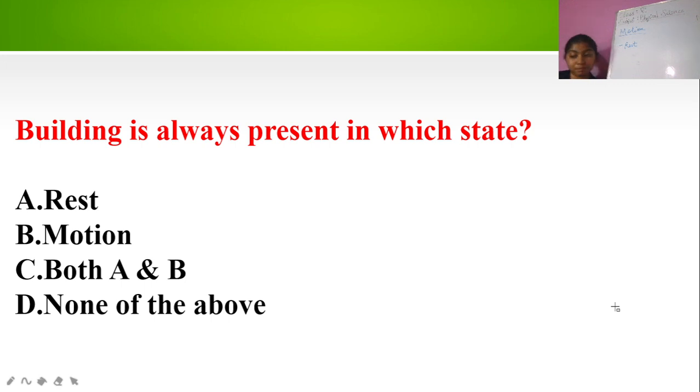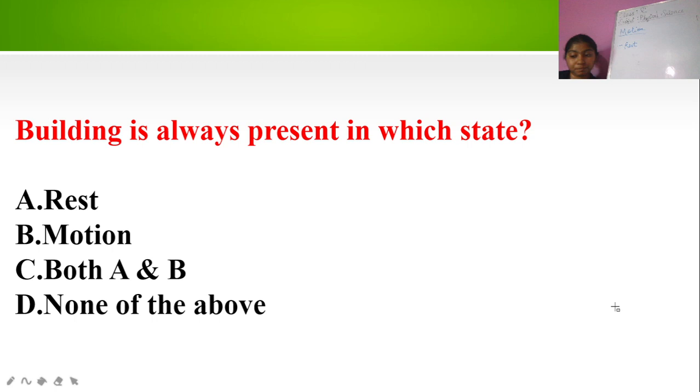So, a building is always present in which state? Rest, motion, both A and B, or none of the above. Write down your answer in the comment box, students. Yes, very good students, I got your answers. That means we have seen the building is always in the rest position. So students, check your answer. Did you get the same answer or not?